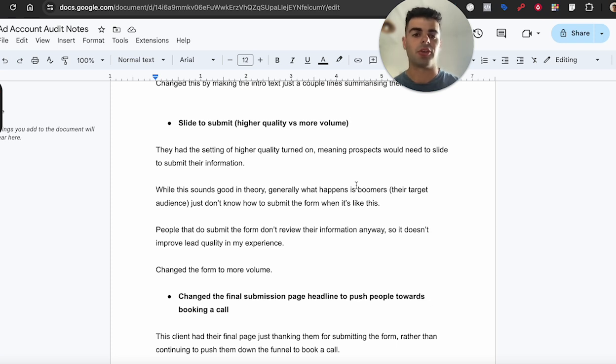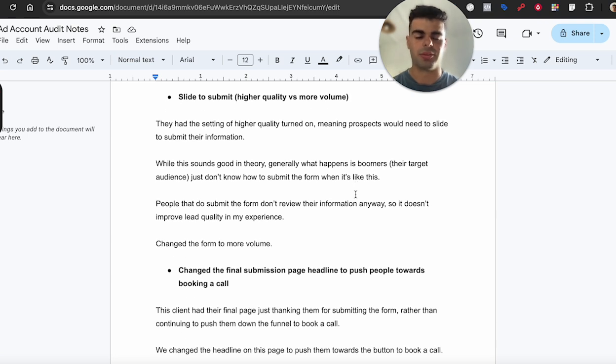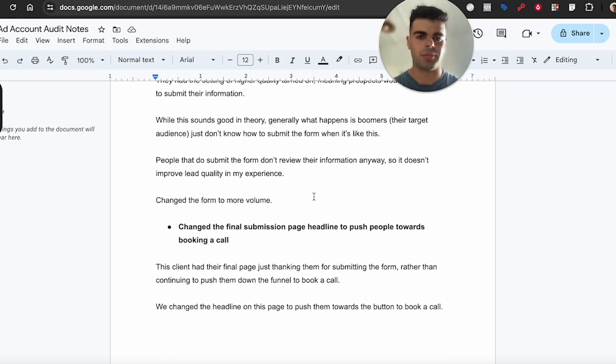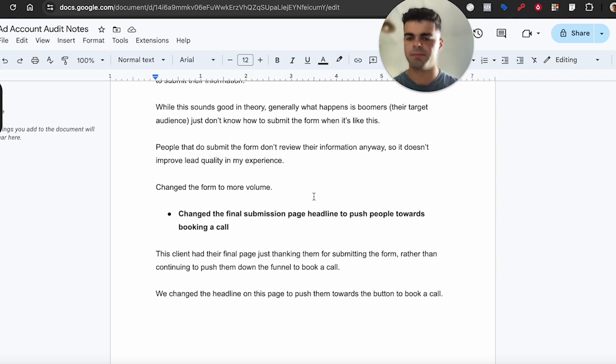You're going to miss out on a lot of leads from quality people who just don't know how to use their phone very well. And people generally don't even review their information anyway. Like when they're filling out the form, they're not going to look at their information and review it and make sure it's okay. They're just going to click confirm, and then they're going to click slide to submit immediately after. So it's not going to improve your lead quality. At least in my experience, it's never improved lead quality. So we changed that to more volume and just left it as a default setting.